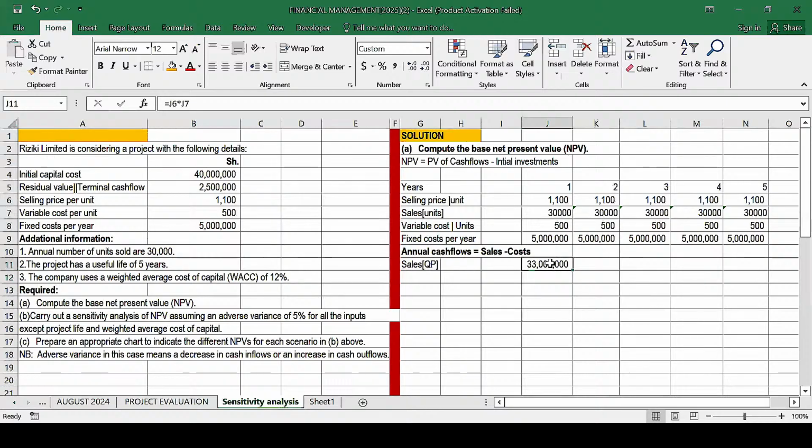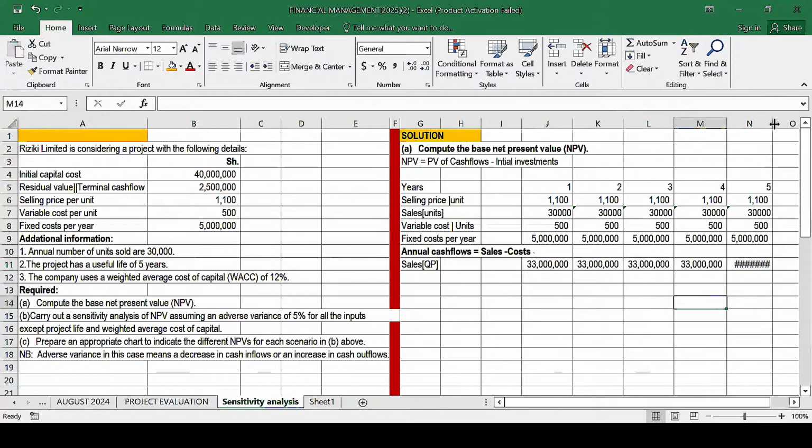Yes, and basically that will give us 33 million, which will not change. It remains the same up to year 5. Yes. So then to this, we need to less now the costs. So to this, we need to say less cost.